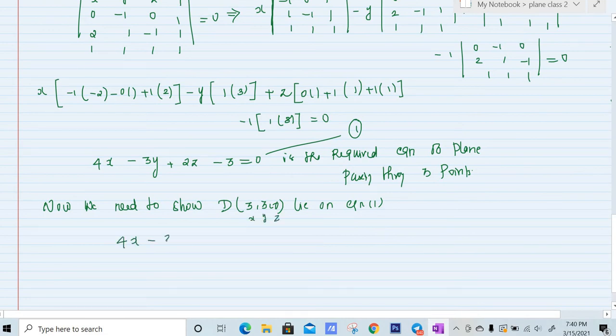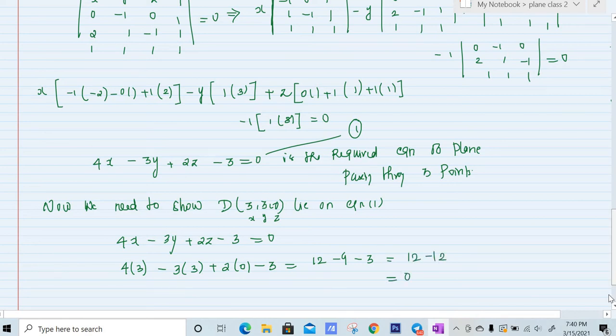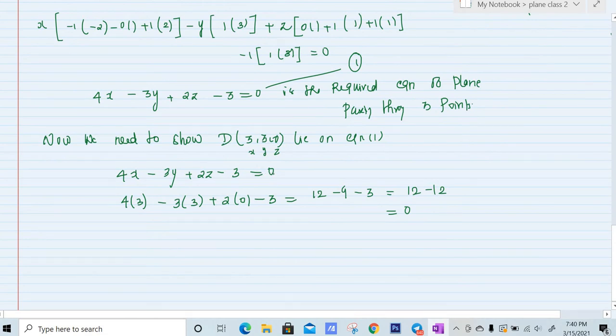So we will have 4x minus 3y plus 2z minus 3 equal to 0. So we will have 4 into 3 minus 3 into 3 plus 2 into 0 minus 3, which will be 12 minus 9 minus 3, so which is 12 minus 12, which is 0, right? Therefore the fourth point satisfies this equation. That means the fourth point lies in this plane.